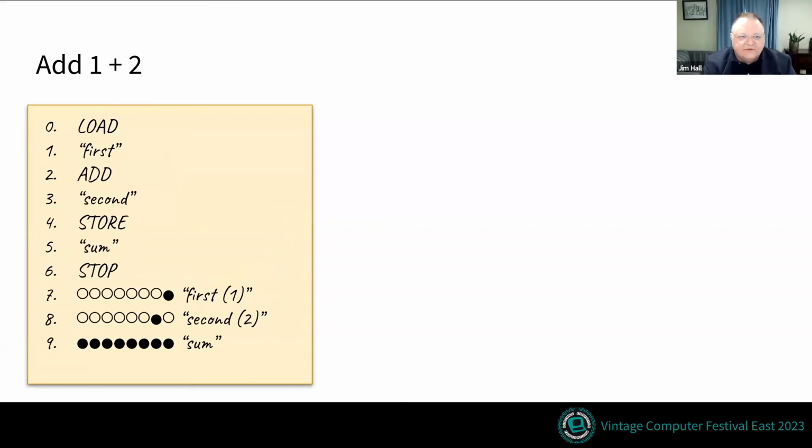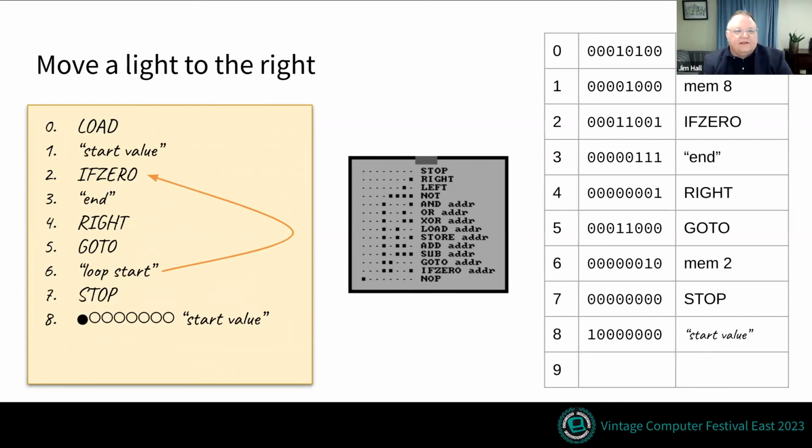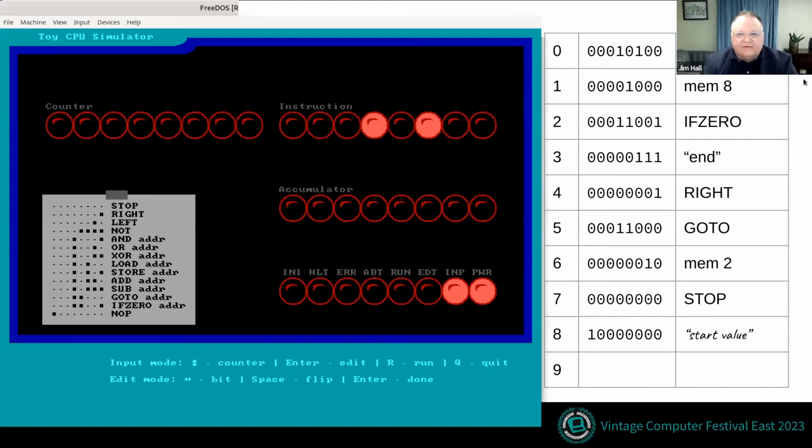So let's do the moving a light from the left to the right of the screen, but we're not going to start all the way at the left because that'll take a long time to do. So let me bring up the toy again. And so here at counter 0, we need to always start with the load instruction. You need to get data in somehow. So start with the load instruction. And then at counter 1, we need to load from memory location 8, right? Because this is where I've kind of captured everything.